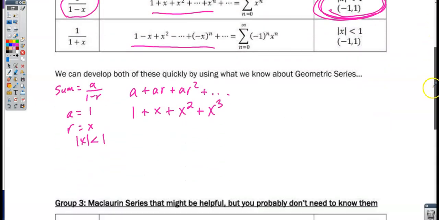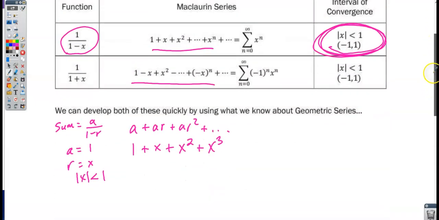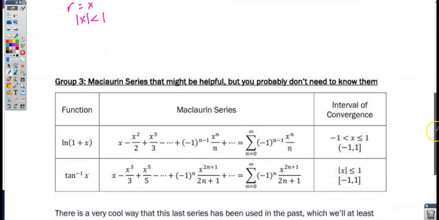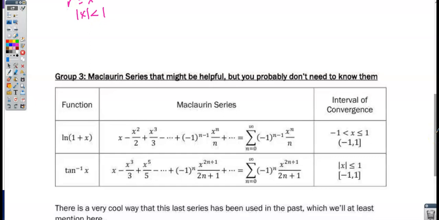All right, we left off, we had looked at groups 1 and 2. Here's group 3, a couple of Maclaurin series that might be helpful at some points in time, but we probably don't necessarily need to know them for this course. They're nice to know, but it's not something that you need to know.